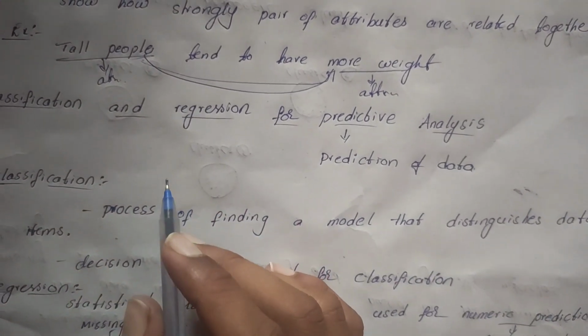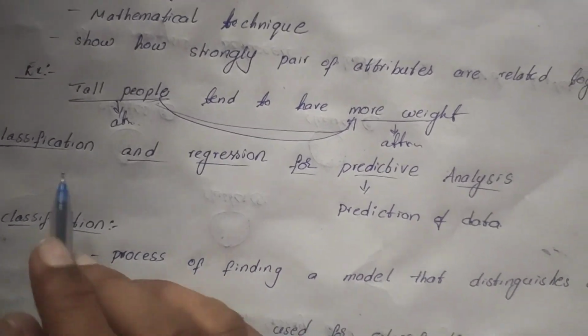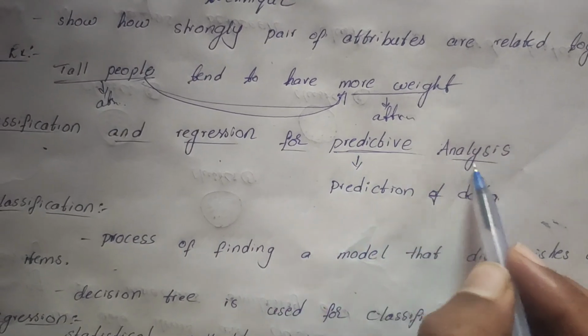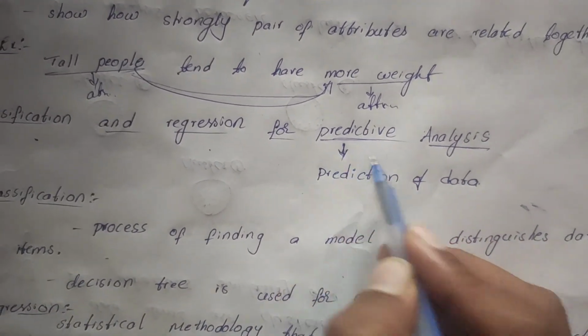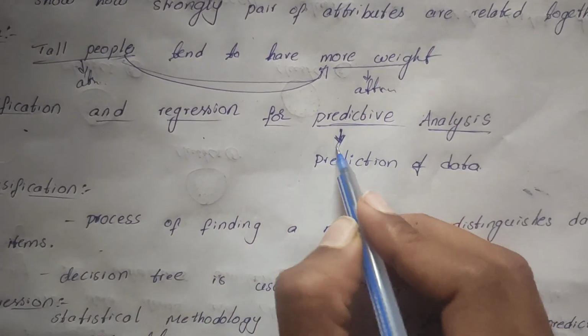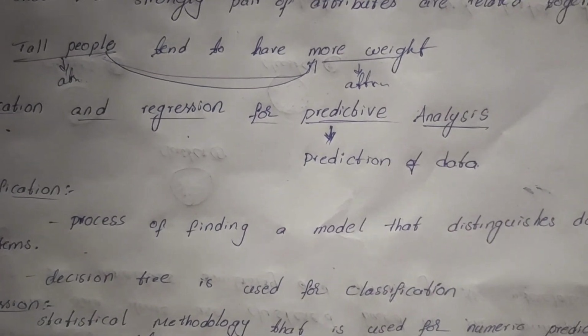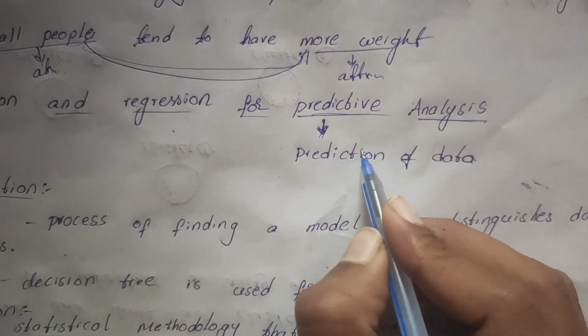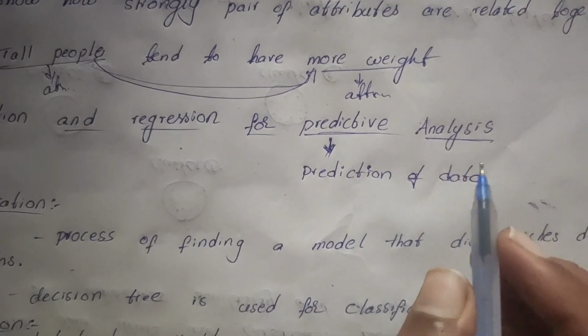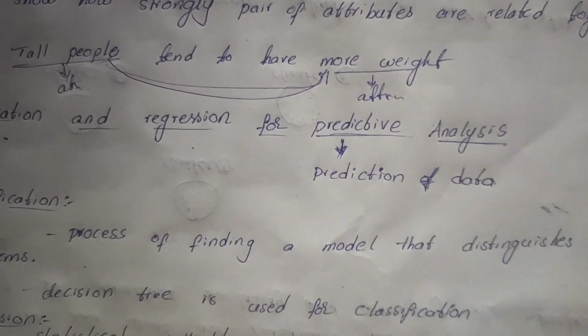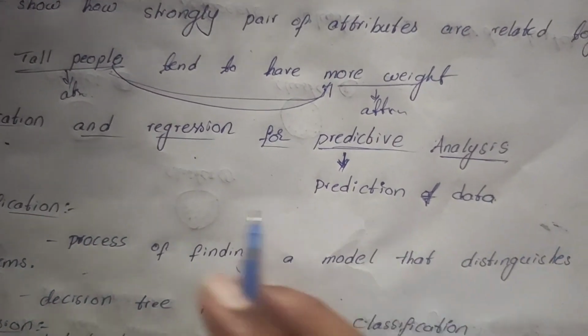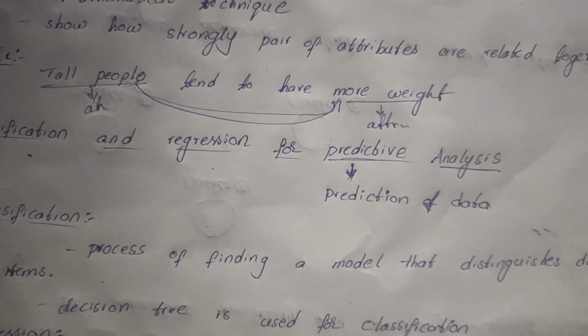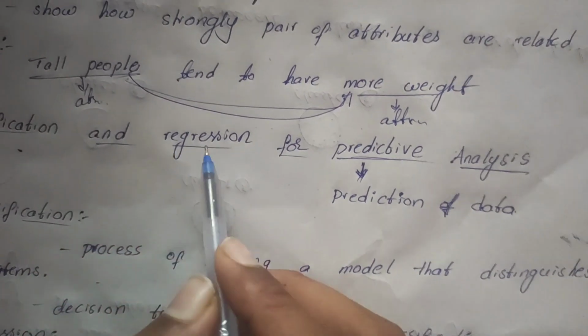Okay, next, third, classification and regression for predictive analysis. Here predictive analysis means prediction of the data. For example, for any missing data, we will predict the data and write it in the missing value. Let us look at classification and regression.